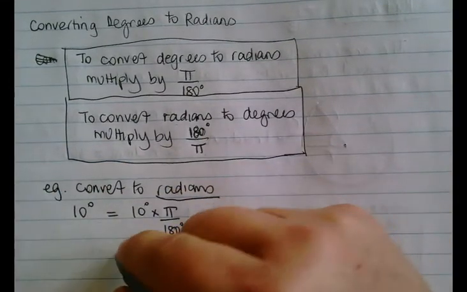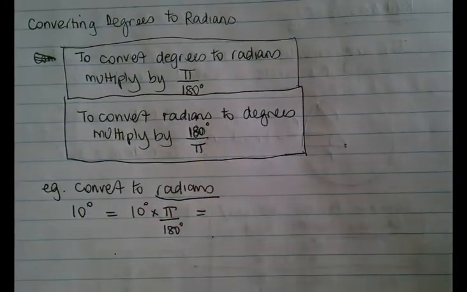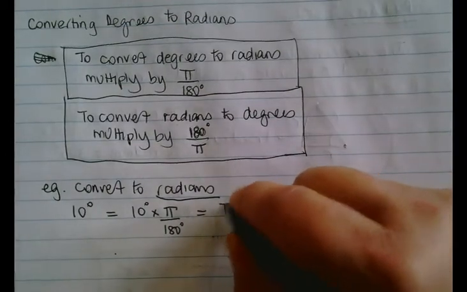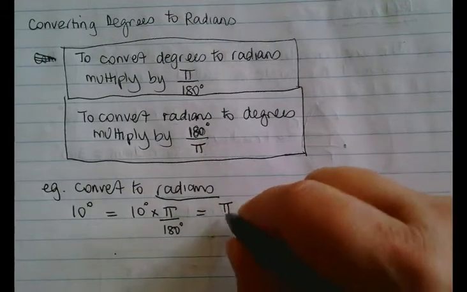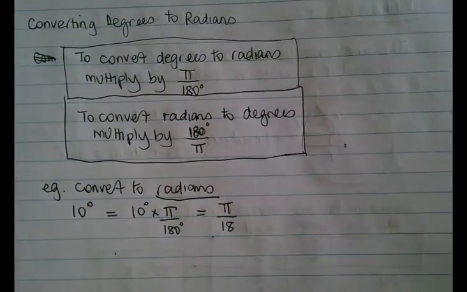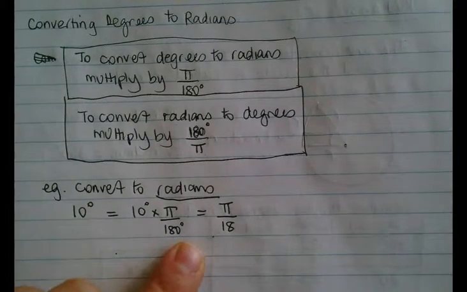Now, what's 10 over 180? Cancel, cross off some zeros. What is it? Pi on 18. Don't you think to yourself, isn't 180 just 10 times 18? If you think of it, you get cancelling between the 10 degrees and the 180 degrees.